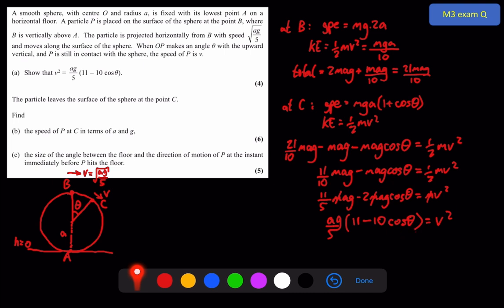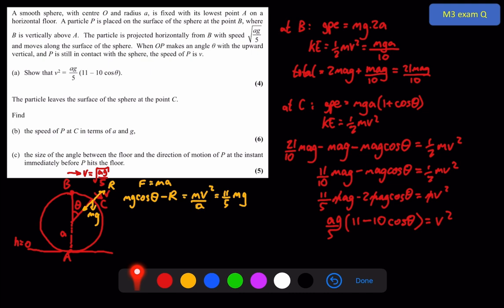To find the angle, we're going to resolve radially. We've got mg here. That gives us mg cos theta in towards this and R coming out. So we've got our F equals ma again, and the resultant force, mg cos theta in radially minus R, is equal to mv squared over r, which we know is a. Then I'm going to substitute in mv squared, this expression here, for the mv squared here. That's equal to 11 over 5 mg.